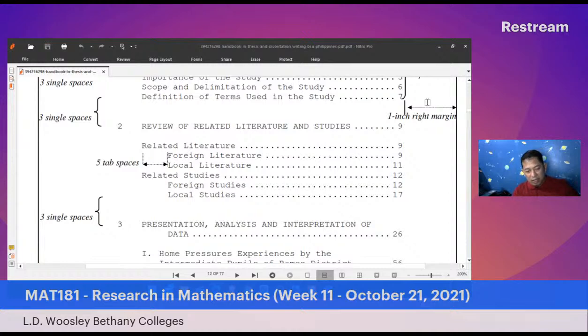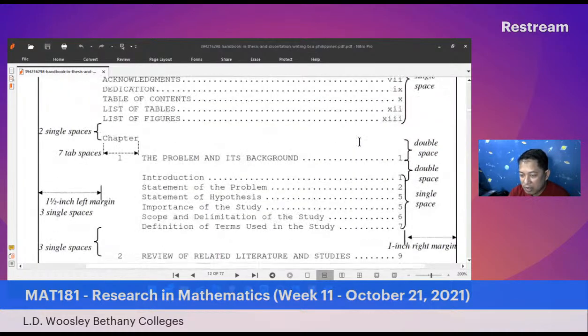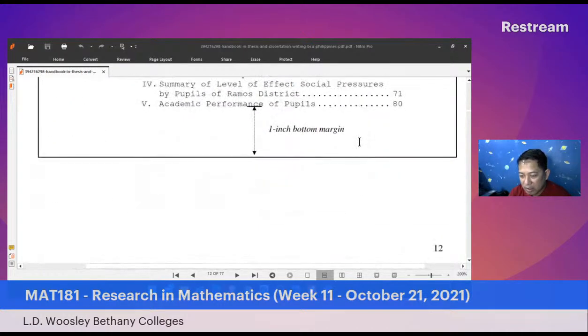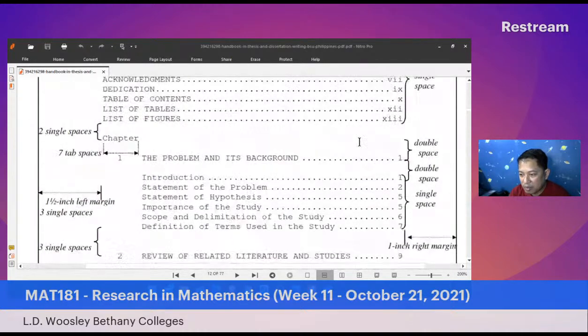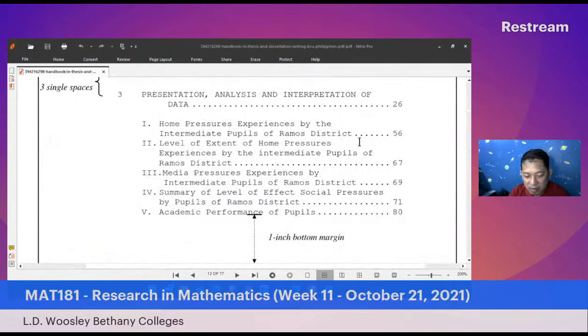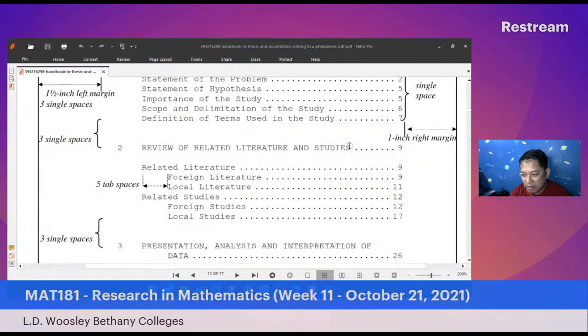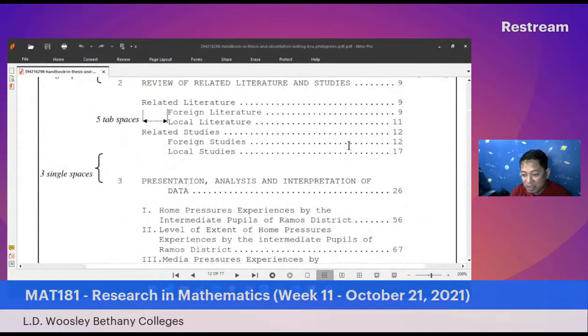Okay, so yan yung mga ano ng ating technology. So nevertheless, this is the table of contents. So also Bulacan State are also utilizing a 5-chapter. For this one, hanggang proposal lang, no? Pero may chapter 4 and ano pa yan? Chapter 5. For this proposal: problems, background, review of related literature and study, presentation, analysis, and interpretation of data.